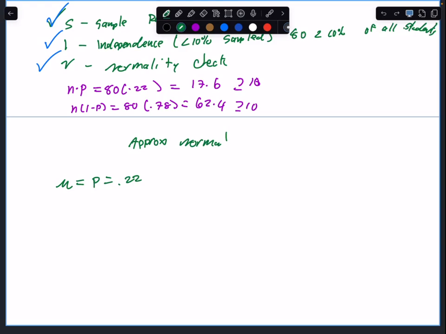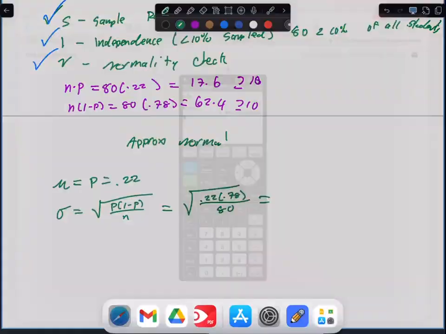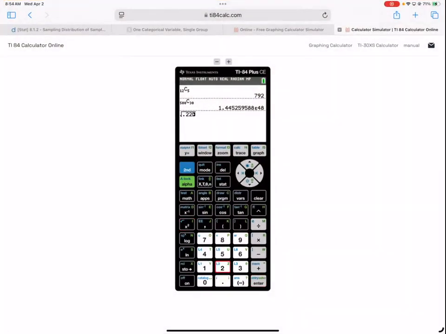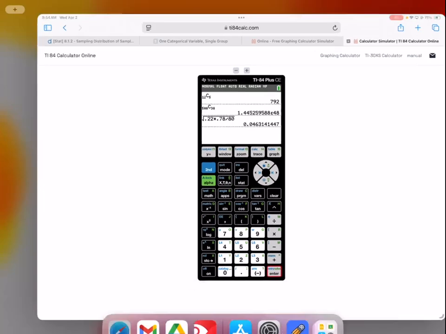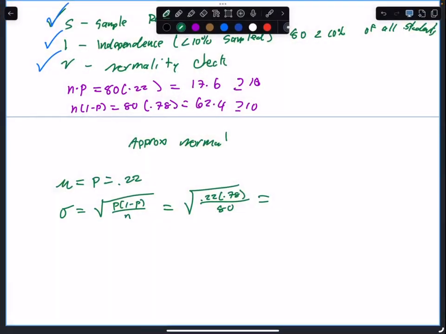The mean is 0.22. And the standard deviation is the square root of P times 1 minus P over N, which would be the square root of 0.22 times 0.78 over 80. If I go to my calculator, second square root 0.22 times 0.78 divided by 80, my standard deviation is 0.046. So normal with a mean of 0.22 and a standard deviation of 0.046. There we go.